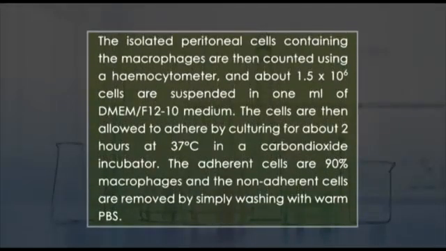The isolated peritoneal cells containing the macrophages are then counted using a hemocytometer, and about 1.5 × 10⁶ cells are suspended in 1 ml of DMEM F12 medium. The cells are then allowed to adhere by culturing for about 2 hours at 37 degrees Celsius in a carbon dioxide incubator. The adherent cells are 90% macrophages and the non-adherent cells are removed by simply washing with warm PBS.